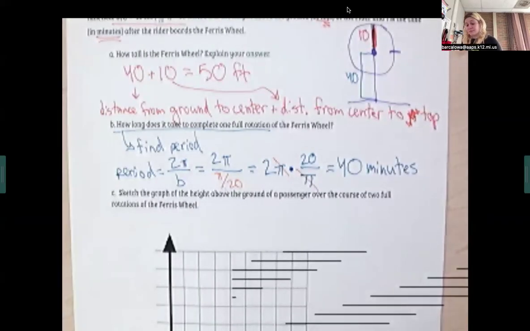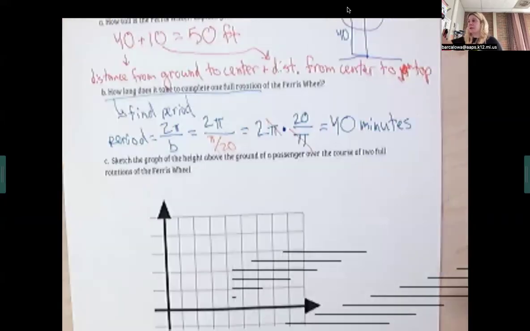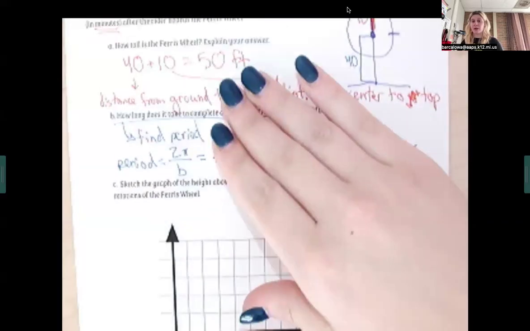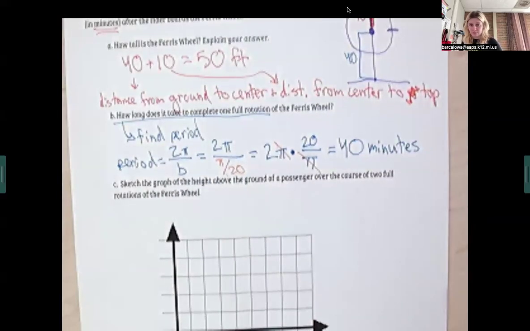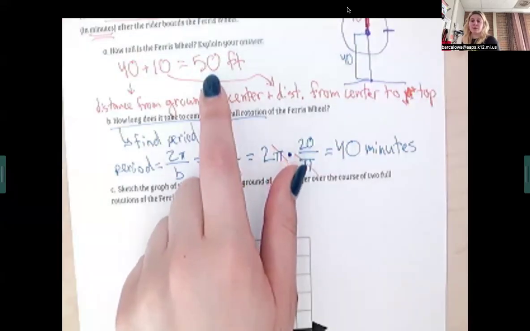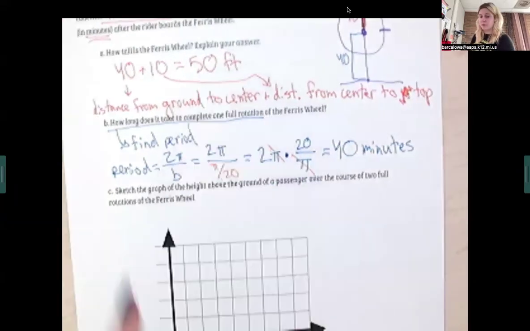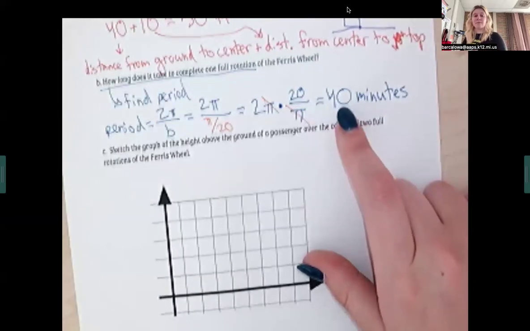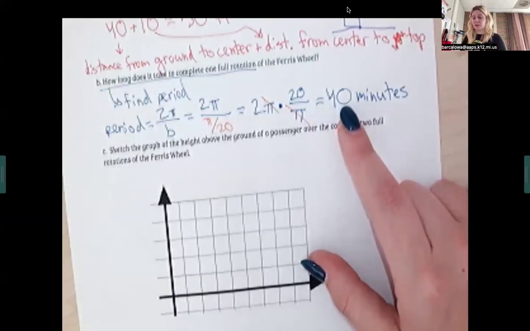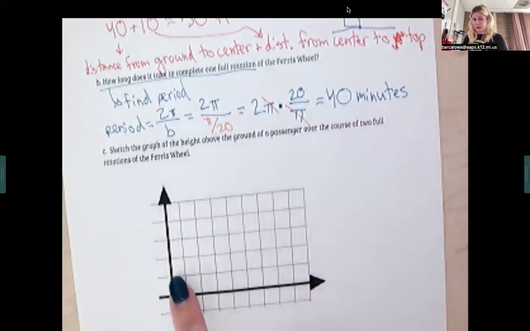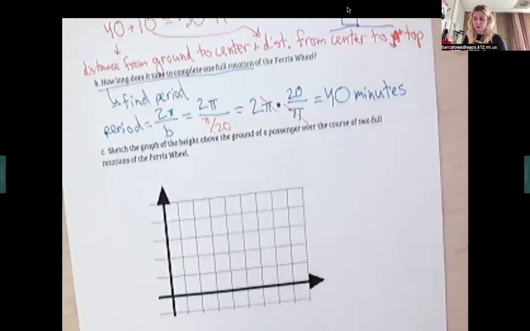Okay. Now we need to graph. Pay attention to your answers from here. It will help you with your graph. Okay? My Ferris wheel is 50 feet tall, so I need enough room on my y-axis to fit 50 feet. It's going to take me 40 minutes to complete one revolution, and they want me to sketch two, so I'm going to need enough room for two periods.